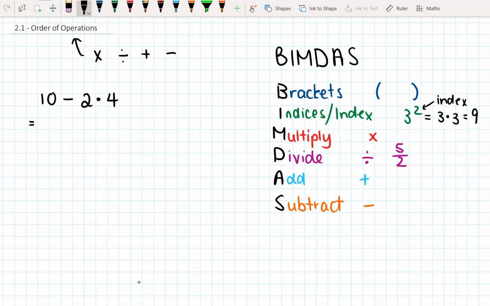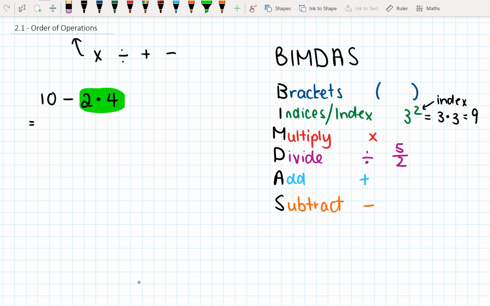Okay, so we have here 10 minus 2 times 4. Now, we can go through our list. Are there any brackets in there? No, so we don't have to worry about that. Is there an index? Do we have any squareds? No. Okay, do we have multiply? Yes, we do. Okay, and you guys can see here that we have 2 times 4. Okay, so this is the multiply that we're going to start with.